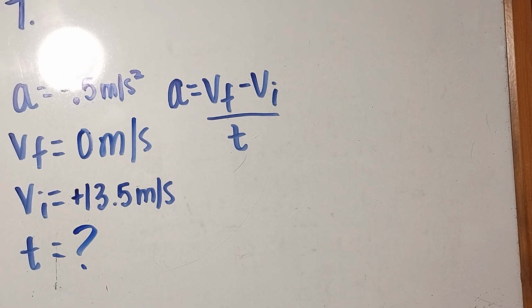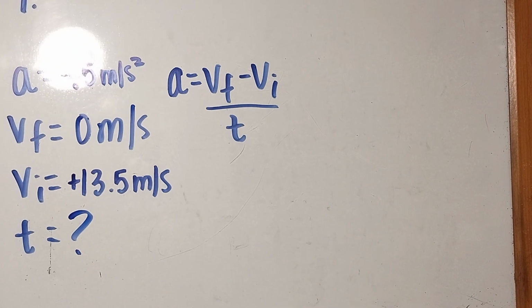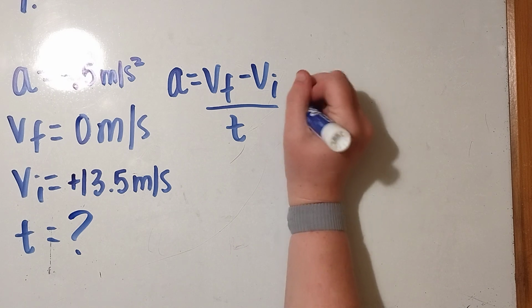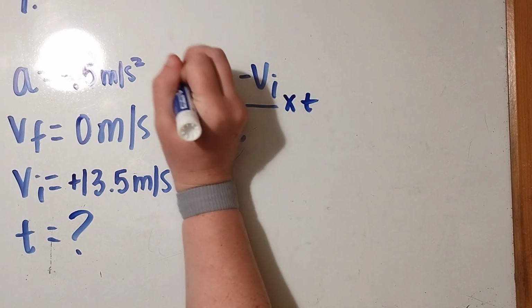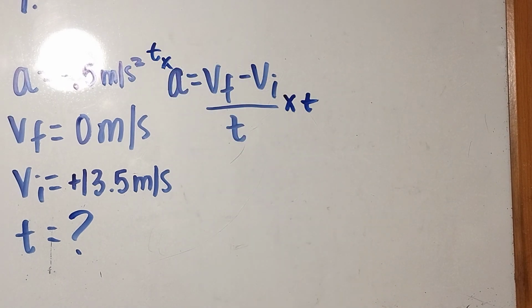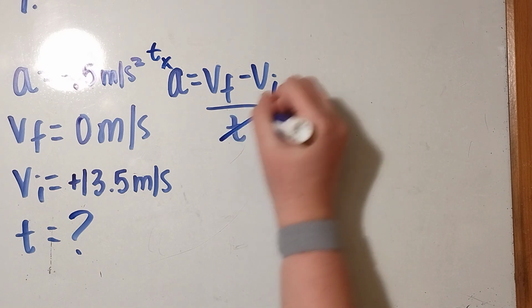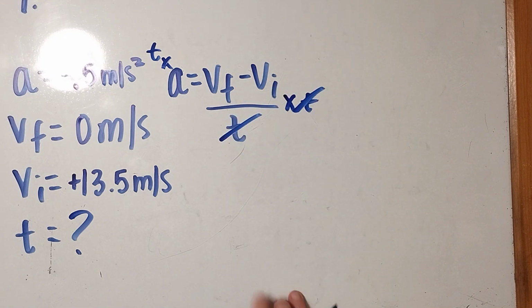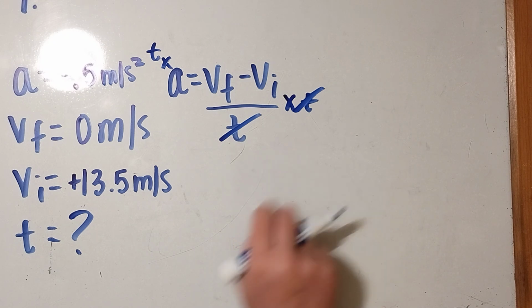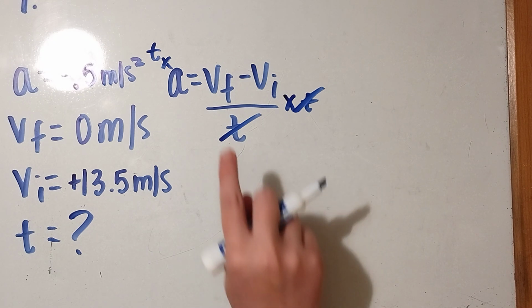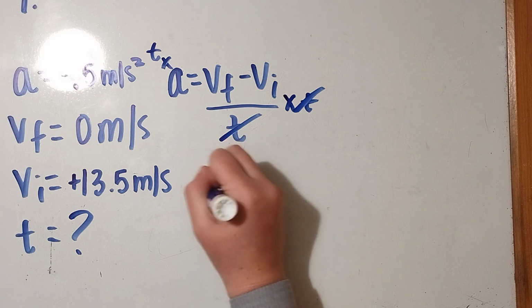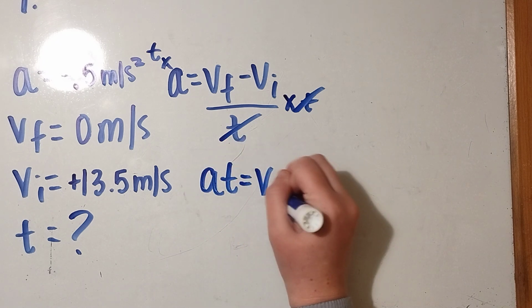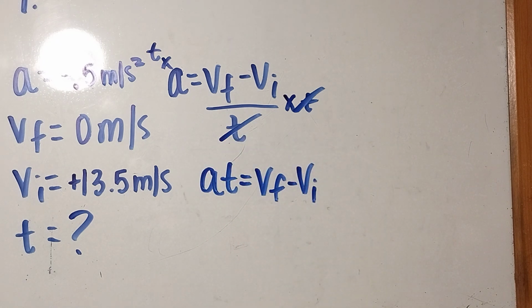We want t by itself, right? So we need to get t on the other side by itself. What I'm going to do is multiply both sides by t, because what I do to one side, I must do to the other. If I'm trying to get rid of t, I have to multiply it since it's divided, and the opposite of division is multiplication. That also means over here, this now becomes at equals Vf minus Vi.